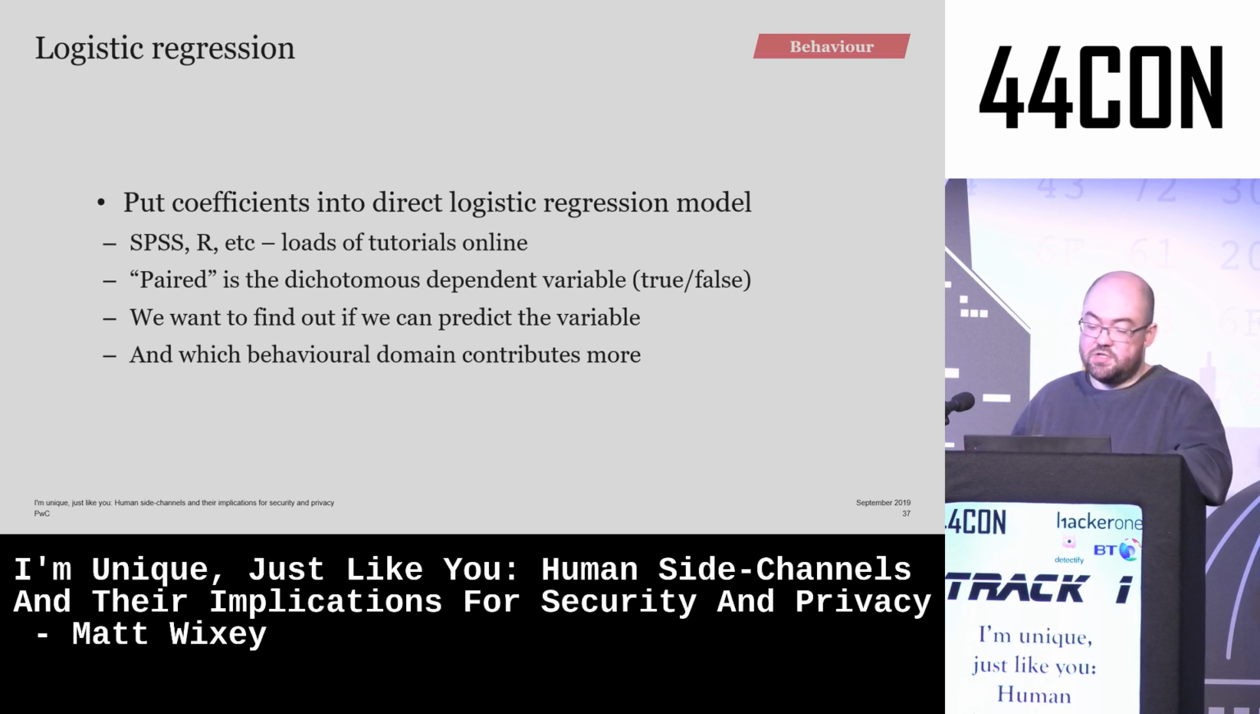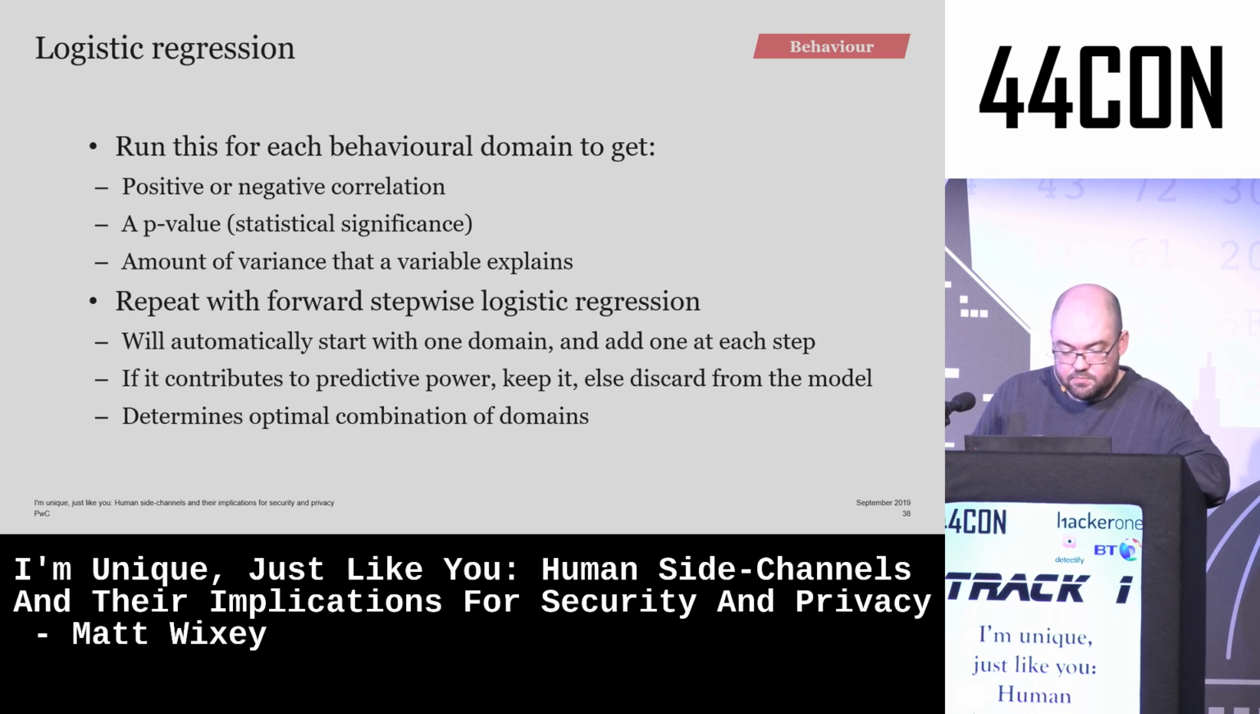Then you put these coefficients into something called a direct logistic regression model. Now, if you've never done stats before, this sounds a little bit intimidating. When I did this, I'd never really done stats before either. It's really not that bad. You use something like SPSS, or you can use R for it. R is free, and there are loads of tutorials online on how to do logistic regression. Essentially, you're trying to see if you can work out whether those two pairs of attacks are linked and which of your behavioral domains contributes more to that result.